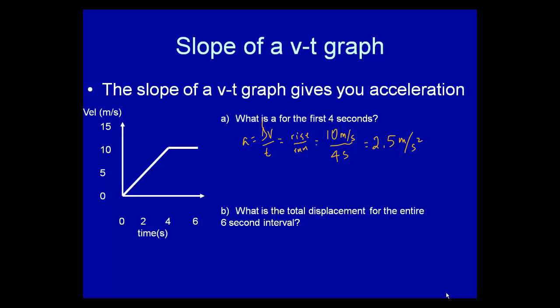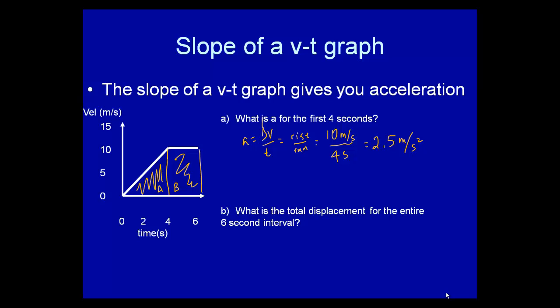I get 2.5 meters per second squared. Now next, I want to know the total displacement for the entire 6-second interval. So now, velocity times time is going to give me displacement. So it's the area under the curve. Now, I can't do all that in one step, so I'm going to break it up into sections.